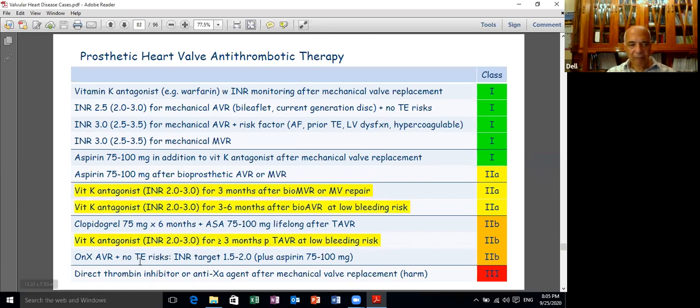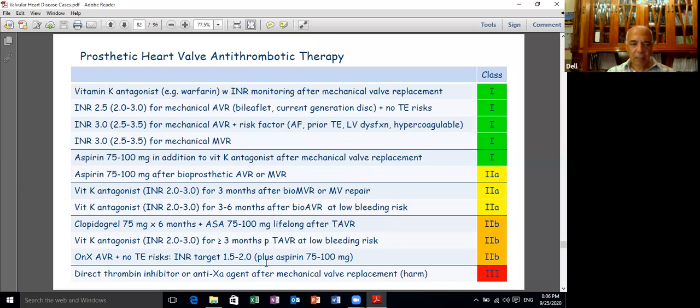The On-X valve is sometimes available here in Egypt. It's a low thrombogenic valve made of ultra-pure forms of carbon, and it has less thrombogenic tendency than the St. Jude or the other currently available valves. So the recommendation is to use the vitamin K antagonists and keep the INR between 1.5 and 2. It's very important that this is the low dose, and the oral anticoagulant is associated with low dose aspirin.